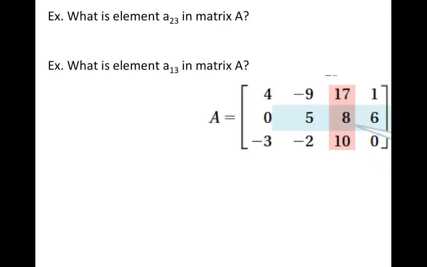So looking at our matrix here, we have to identify the element A, 2, 3. Okay, so again, when we represent dimensions, we talk about rows by columns. So we first look at row 2, and then go over to element 3, so we'll be 8. Do the same thing, 1, 3, go to row 1, column 3, and our element is 17.